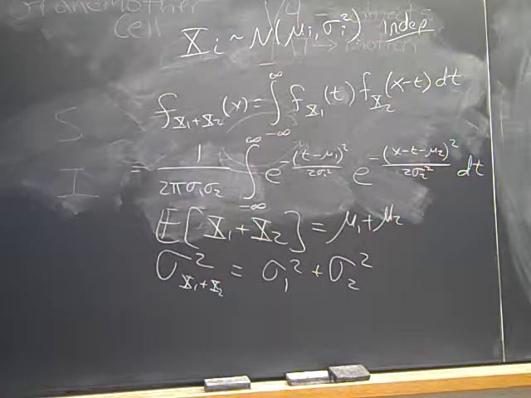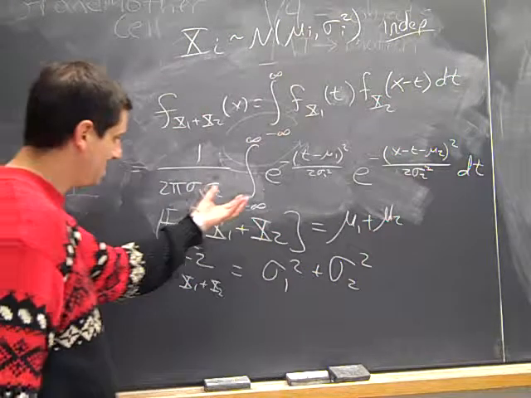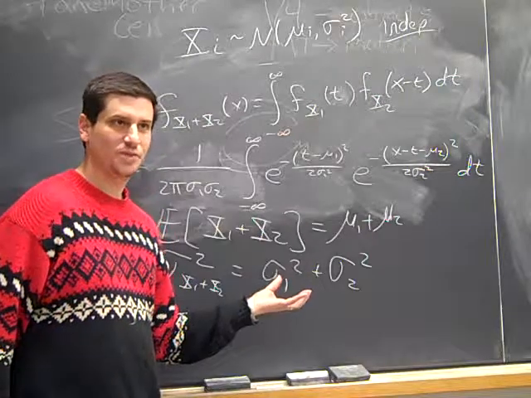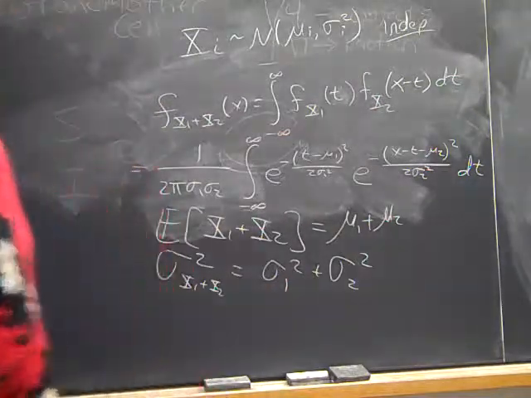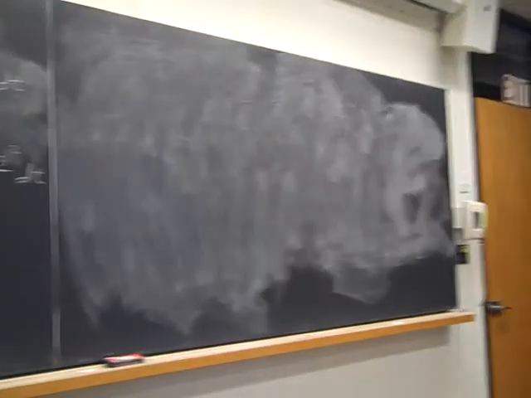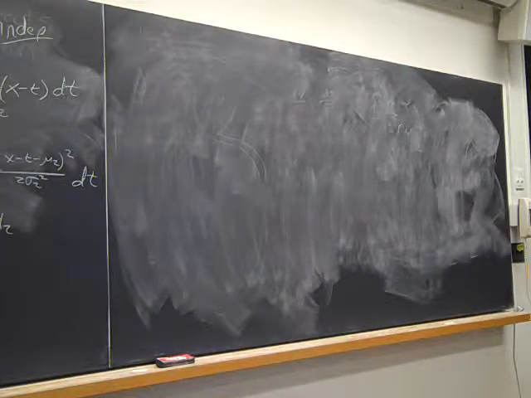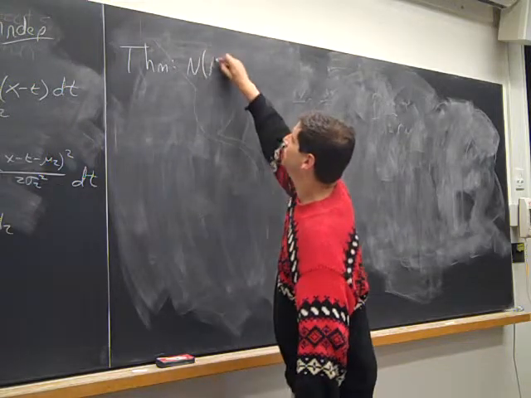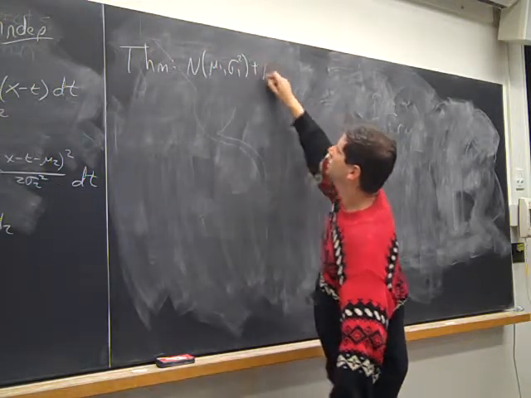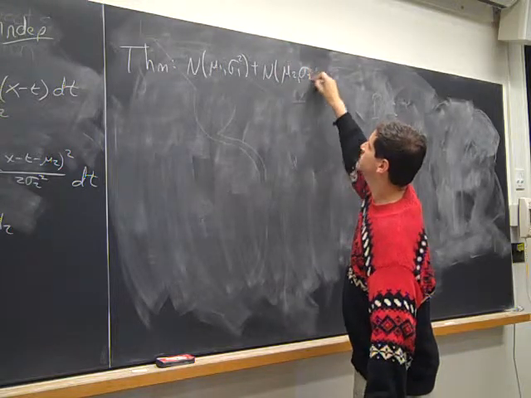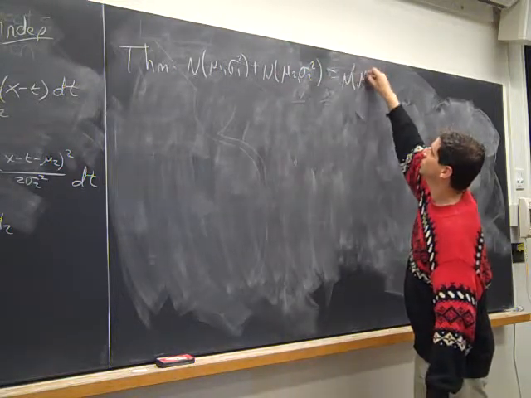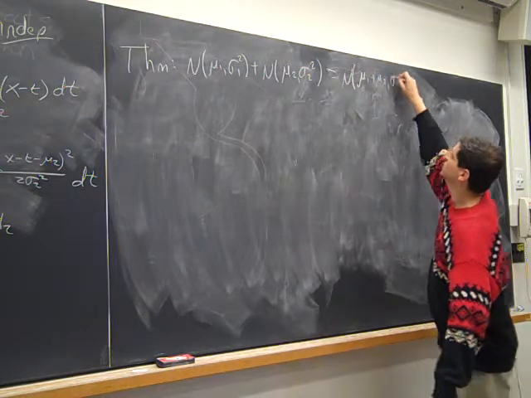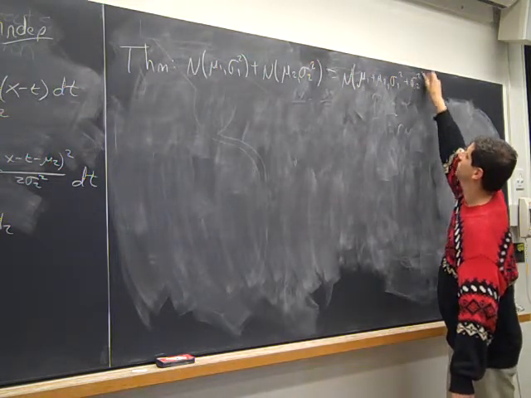Can anybody give me a conjecture for what x1 plus x2 should be? It's got to satisfy these two constraints. What would be the nicest thing you could conjecture? If it were a normal distribution with those. Wouldn't that be really nice if the sum of normals is normal? So, theorem: normal(mu 1, sigma 1 squared) plus normal(mu 2, sigma 2 squared) is normal(mu 1 plus mu 2, sigma 1 squared plus sigma 2 squared).